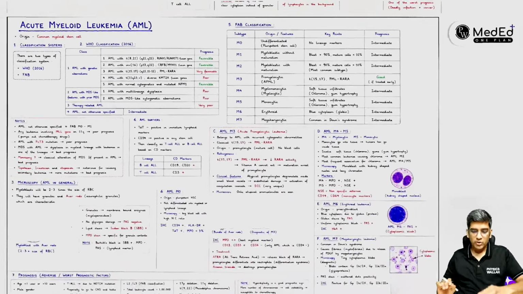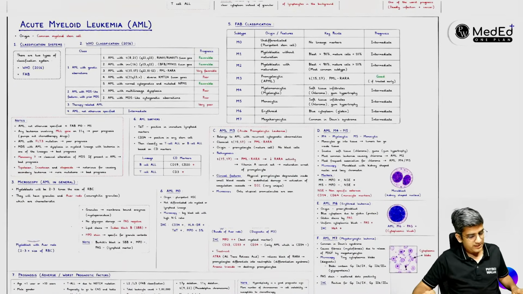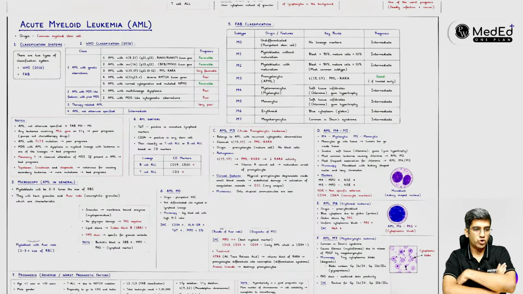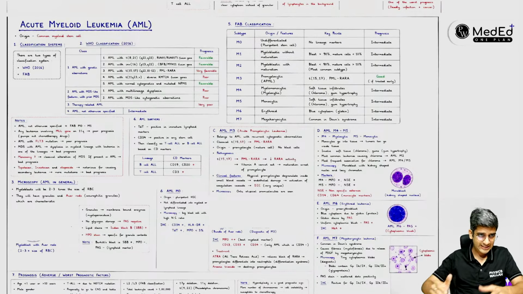Okay, so we know about ALL, we know about few lymphomas, both your Hodgkin's as well as non-Hodgkin's, right? Now let's go to AML. Before going to AML, I'm going to ask you a few questions. Let's see if you guys can answer.